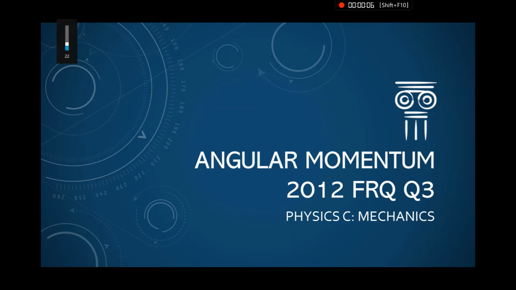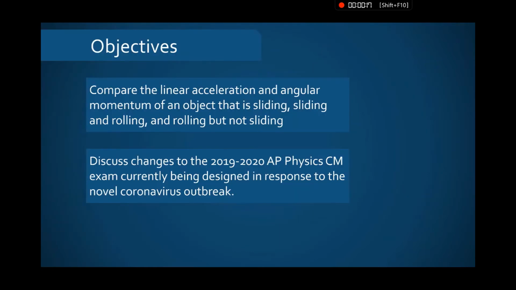Got a couple things to talk about with AP exam changes before we actually jump in, but I'll go through the objectives first. So we'll be looking at an angular momentum FRQ problem, where we'll be comparing linear acceleration and angular momentum for an object that's sliding, sliding and rolling, or rolling but not sliding.